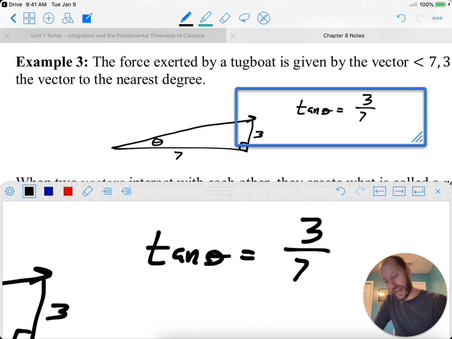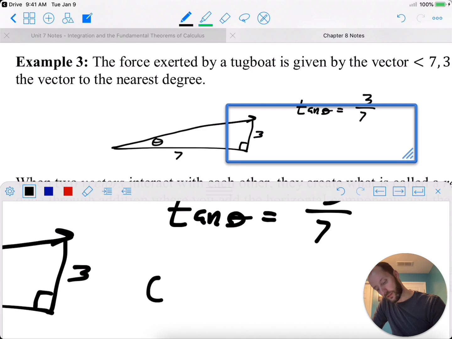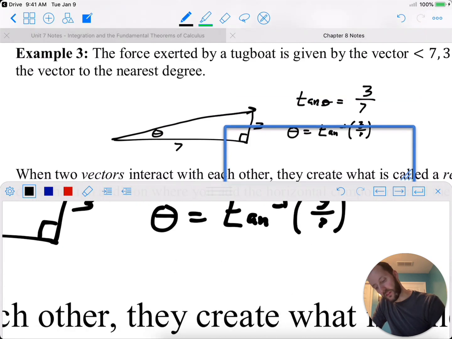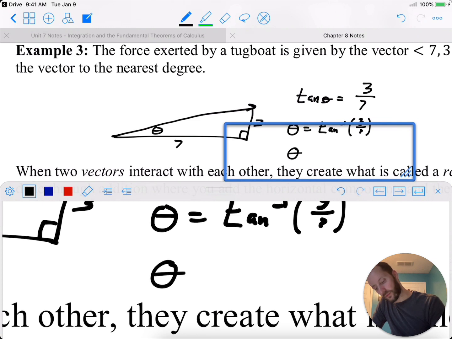So to find the angle theta, we're going to do inverse tangent of 3 over 7. Plug that into your calculator, round it, you get about 23 degrees.